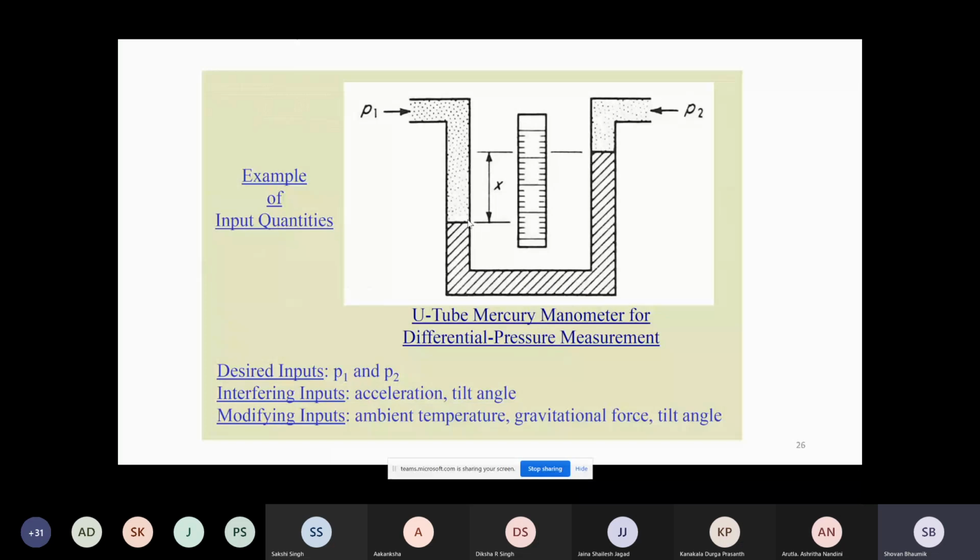Now, what are the modifying inputs? Here, ambient temperature is a modifying input. Suppose your ambient temperature changes, then the density of the mercury will change. The difference in X will change. Then you have to correct it accordingly. Otherwise, you will get the wrong answer.